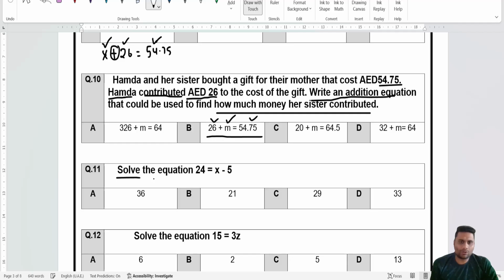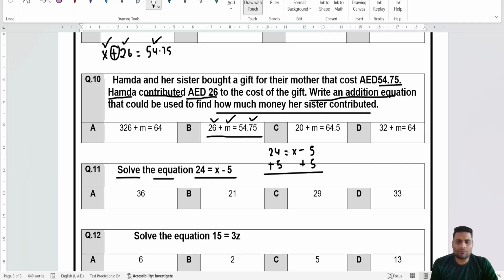Okay, solve the equation 24 equals x minus 5. We have to find the x, that is, we have to remove this number, minus 5. How will I do it? The opposite of minus will be plus, so I will do plus 5 on both sides.